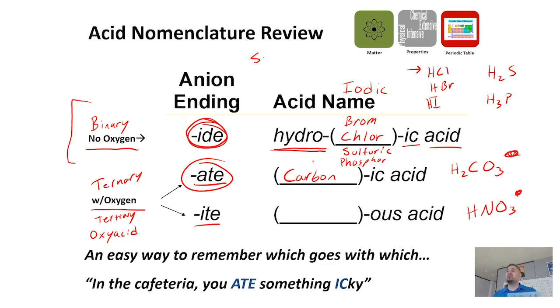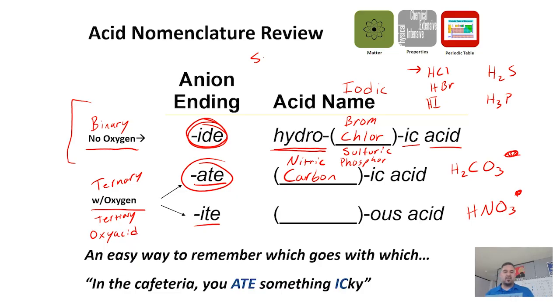All right, so we get rid of the ATE, and then we put in the IC at the end. So this becomes what? It becomes nitric acid. Okay? So if it ends in ATE, we get rid of the ATE, and we put in the IC.